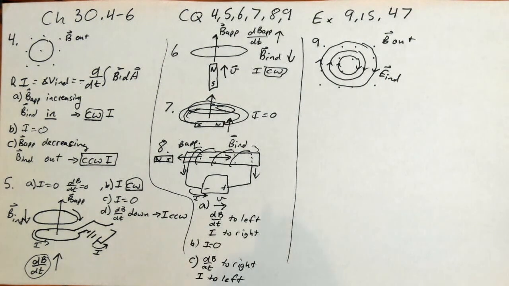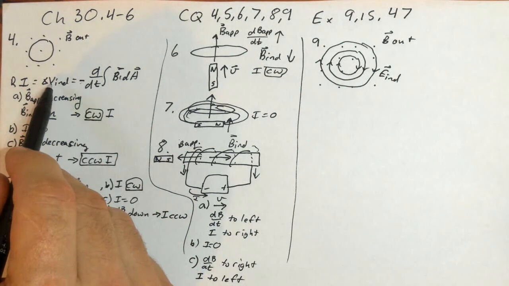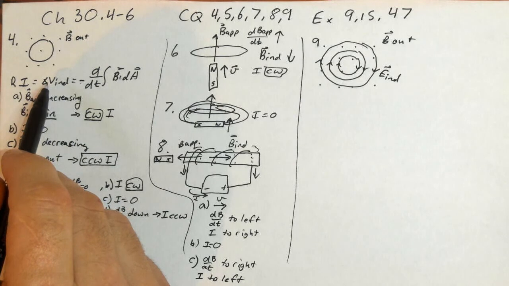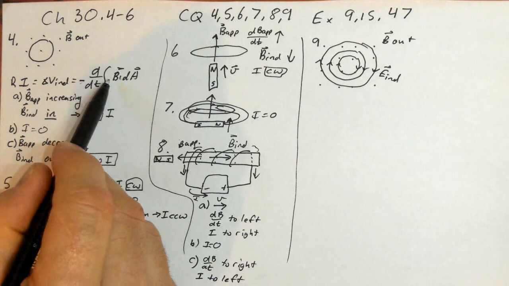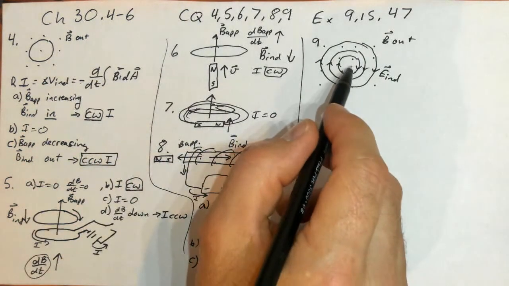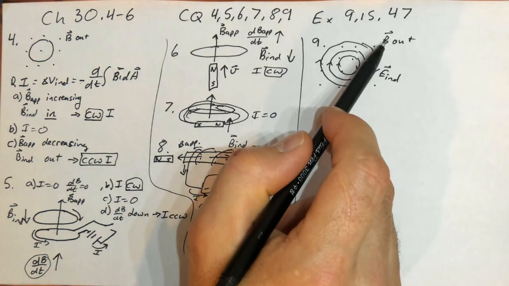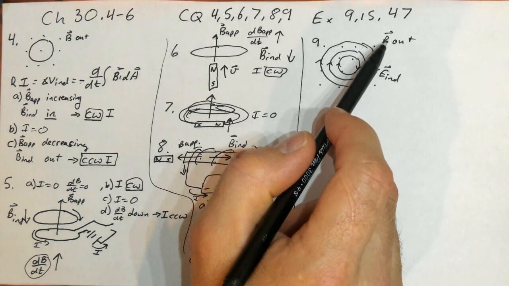So is the B field changing? Yes, it must be changing because we're getting induced fields. The only way you can create those curly fields is by having a changing magnetic field. So we know this is changing. So the question is, is B getting bigger or smaller?